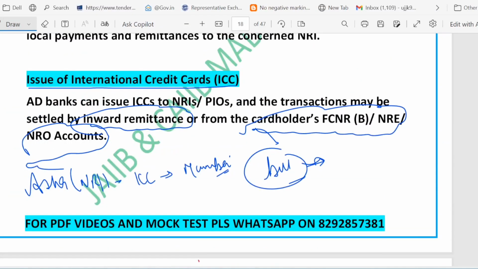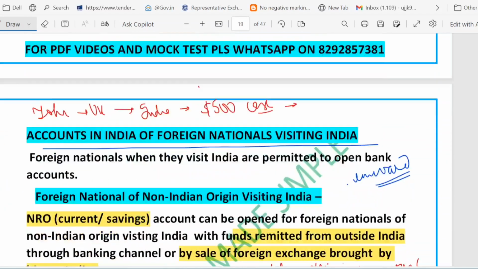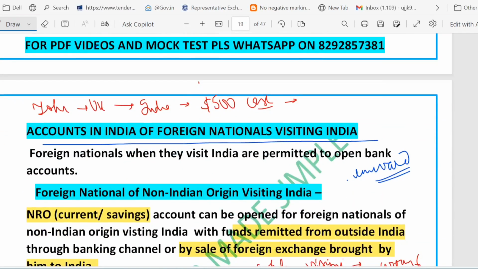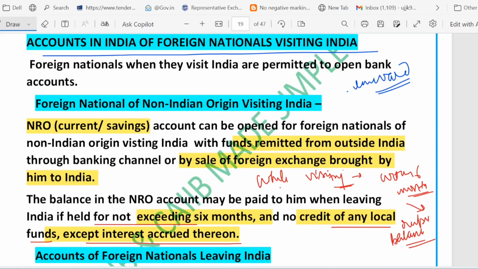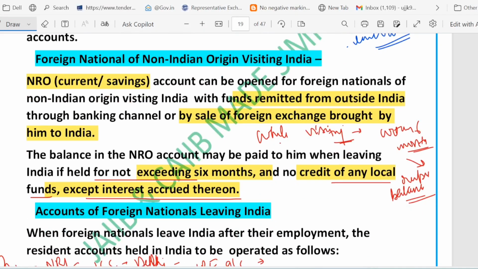We talked about the international credit card. Card charges can be paid by inward remittance or debited from the cardholder's FCNR, NRE or NRO account. Then we talked about the visitor NRO account. Foreign nationals visiting India may open an NRO current or savings account funded by inward remittance or by sale of foreign exchange that they brought into India. So there are two ways of funding it.